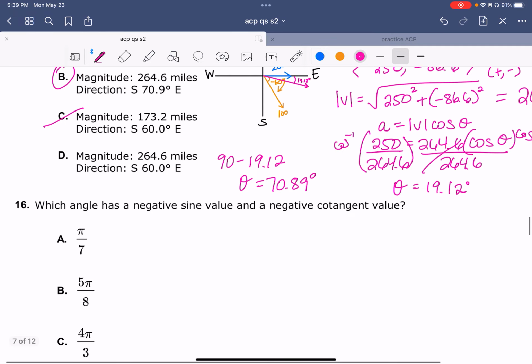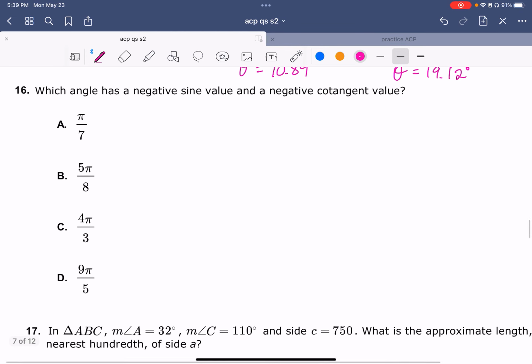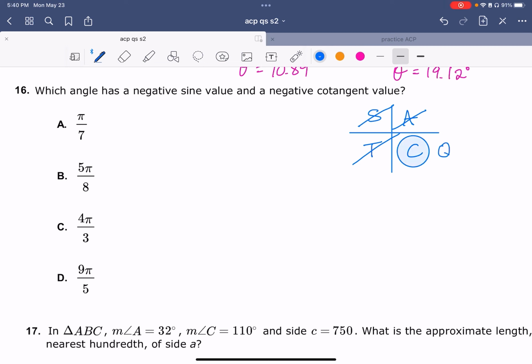Okay. Number 16, which angle has a negative sine value and a negative cotangent value? So here you would use your All Students Take Calculus to narrow down the quadrant. If it's negative sine, it can be all, it can be sine, and it's negative cotangent, so it can't be quadrant 3 either. So we're forced to be in quadrant 4.